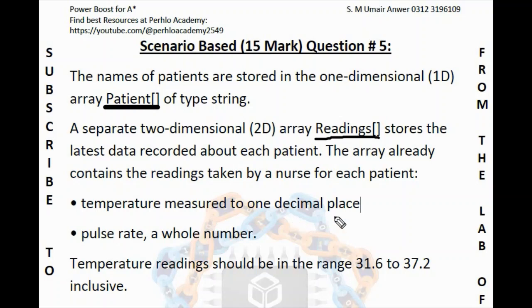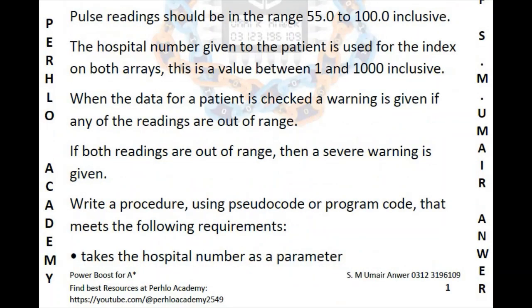Temperature is measured to one decimal place. Pulse rate is a whole number. The temperature reading should be in the range 31.6 to 37.2 inclusive. Pulse readings should be in the range 55 to 100 inclusive. The hospital number given to the patient is used for the index on both arrays. This is a value between 1 and 1000 inclusive.